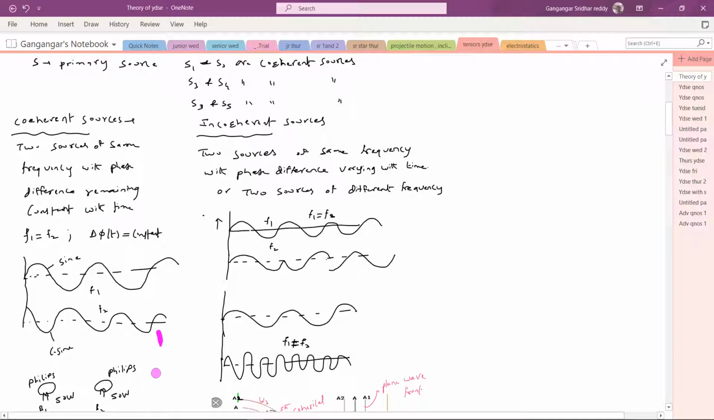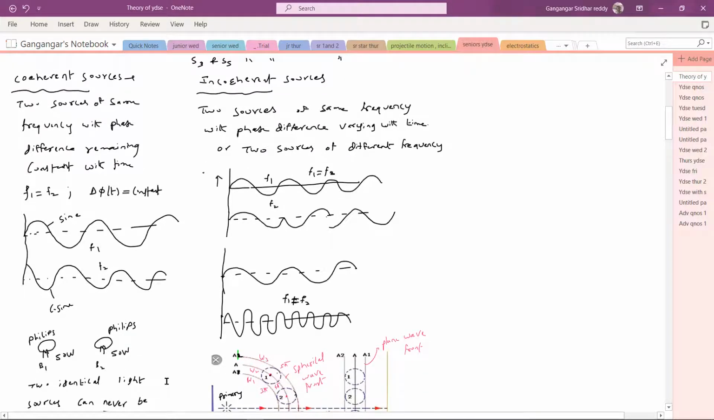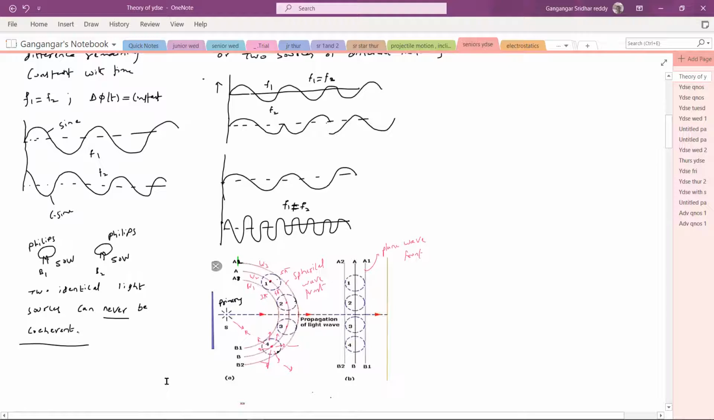Next comes how to produce coherent sources. I do have two light sources. Let's assume they are manufactured by the same company, have the same wattage, and are identical. Can they be coherent? The answer is no. Two identical light sources can never be coherent.